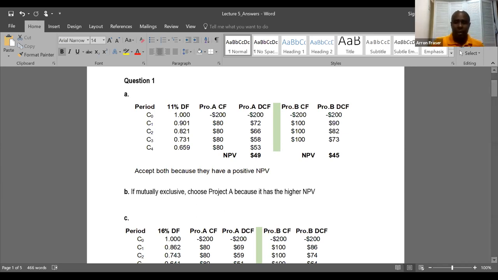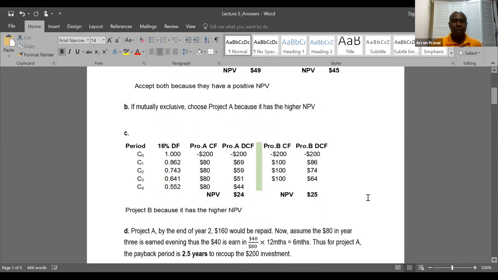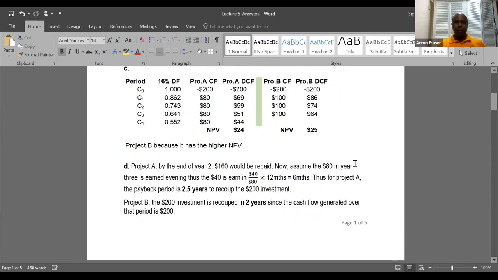Question C says, which one would you choose if the cost of capital is 16%? If we look at 16% now, the cash flows have not changed, but now the discount factor, or the opportunity cost of capital, is 16%. David, you see what's happening here? Now the NPV for project A is down to 24, and for project B, it's now 25.